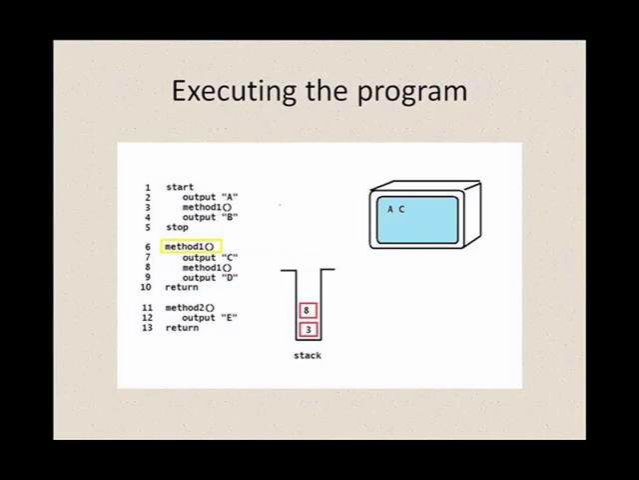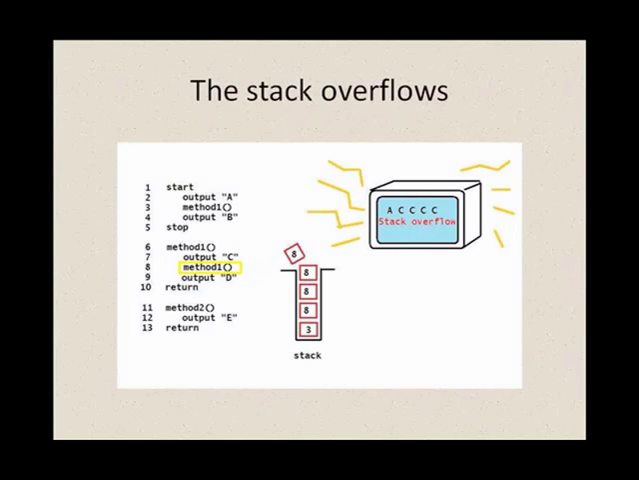Then you execute method 1, output a C, and call method 1 again, saving the place to return to. Execute method 1, output a C, call method 1 again, and oops, stack overflow. In a real computer program, you might be able to save thousands of instructions of where to return to before you had the stack overflow, but eventually there would just be too much. It's an error.